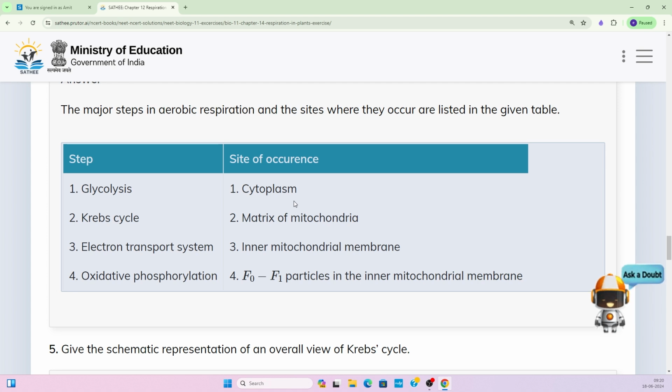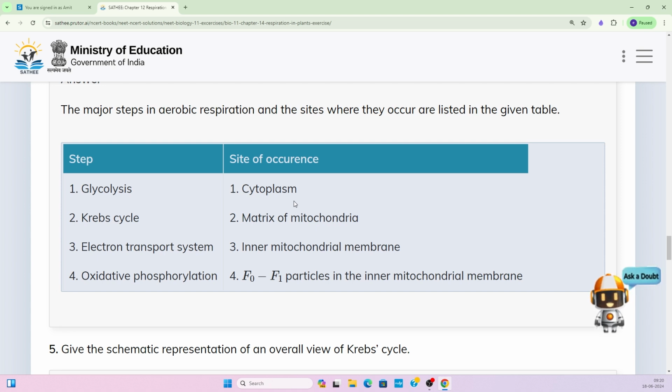The next important step is the Krebs cycle. That occurs inside the matrix of the mitochondria. All the steps of the Krebs cycle get completed inside the mitochondria, in the matrix of the mitochondria.